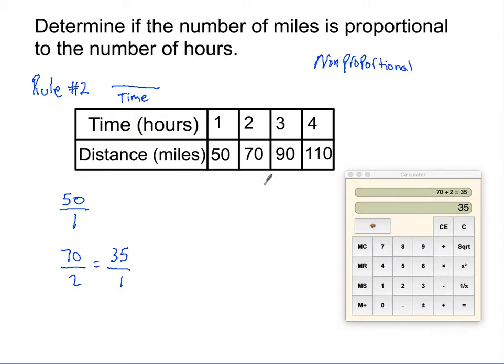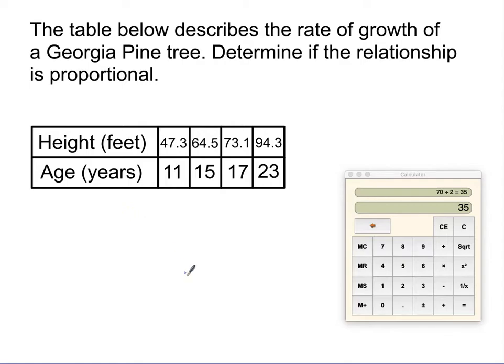Okay, so it's non-proportional because I have one that simplifies to 50 miles per hour, and I have one that simplifies to 35 miles per hour. I don't even have to check these. It doesn't matter what this one is, because I already have two that don't match, so I don't have to worry about those. All right, now let's look at a third example.